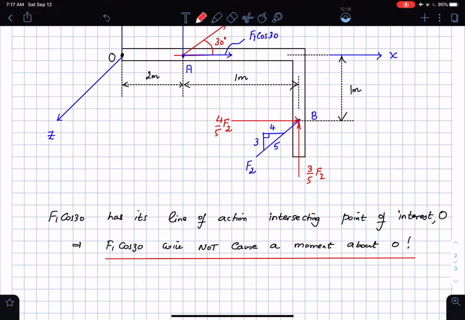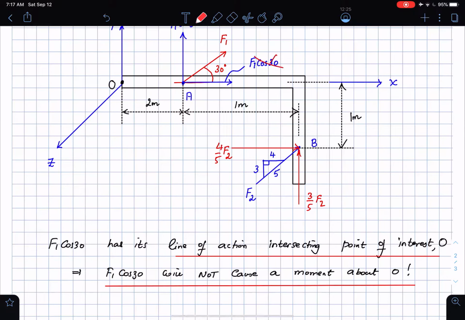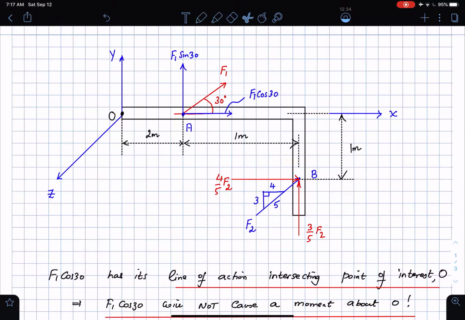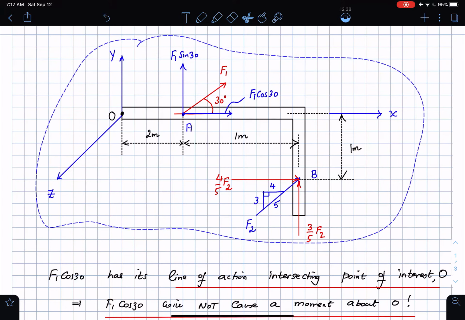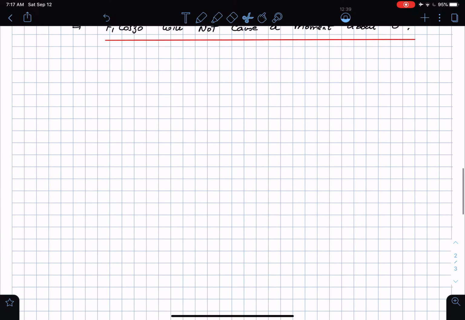So F1 cosine 30 will not cause a moment because its line of action intersects the point of interest. That's great news, so I can get rid of this one here. Okay, I don't want to do that, of course. So I'm going to clean up my act, and redraw this figure without this F1 cosine 30, and maybe get rid of some of the other extra forces as well, so that I can do it a little more cleanly.